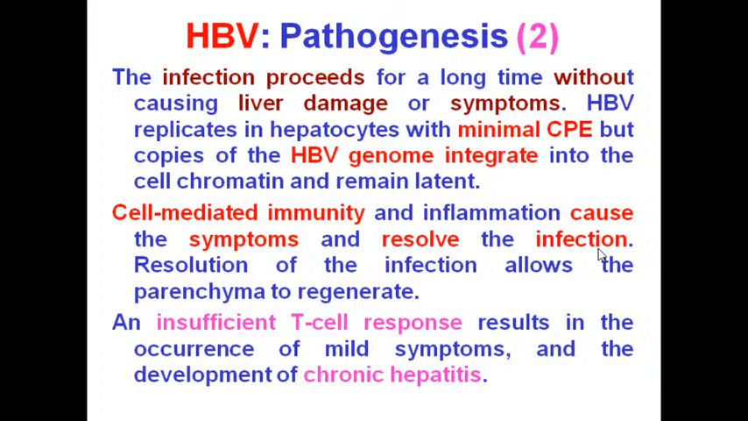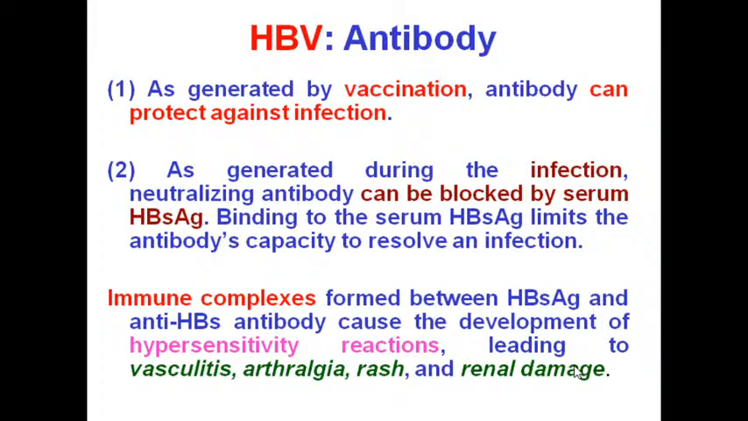So usually resolution of infection allows the parenchyma to regenerate. It doesn't happen very quickly, but it takes half a year or even several years. But then in that case, the virus will be eliminated from the liver. But if we have insufficient T cell mediated immune response, then we have very mild symptoms, no icteric phase of this disease, and then development of the chronic hepatitis.